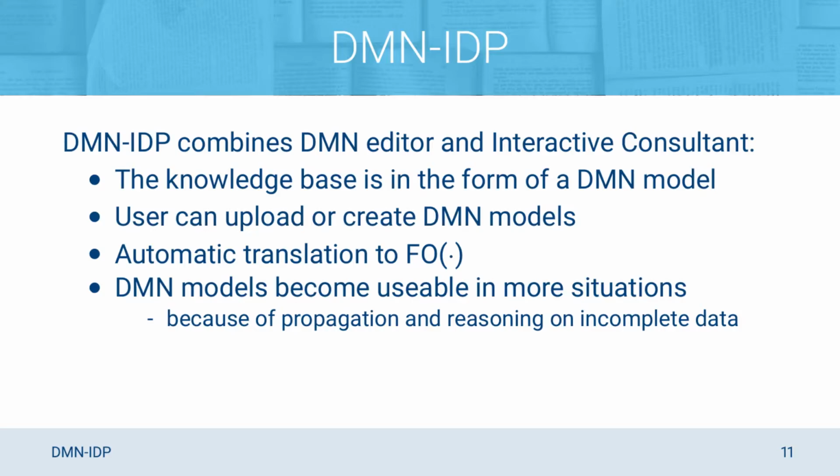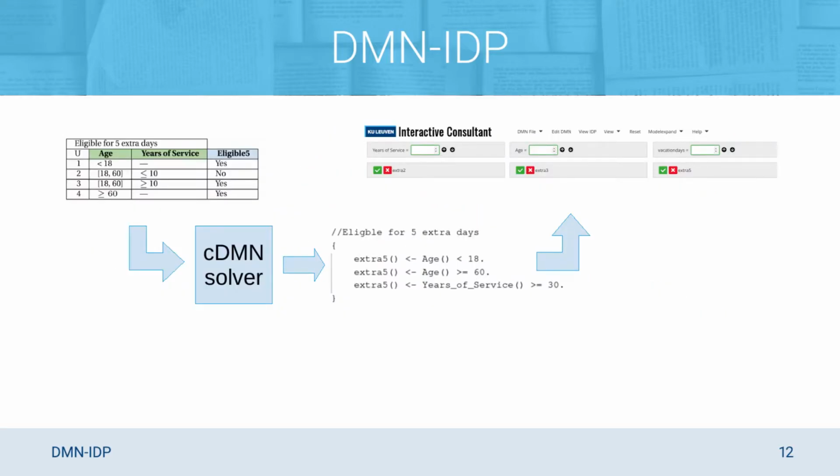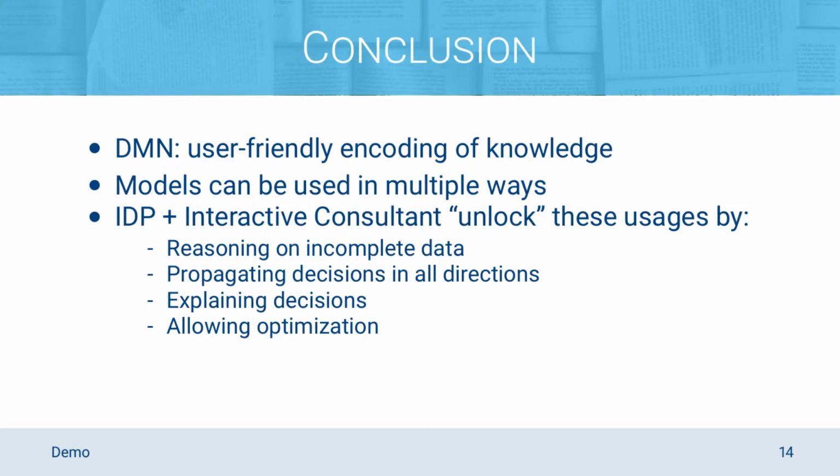Because of the flexibility of the interactive consultant interface and the underlying IDP system, DMN models become usable in more situations than just the intended one. On this slide, a pipeline from DMN into the interactive consultant interface is shown. The conversion from DMN into FO dot is done by the CDMN converter, which has been created for a previous publication. We will now show a short demo of DMN IDP.